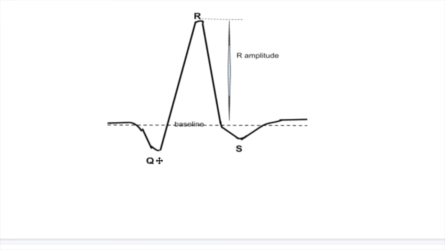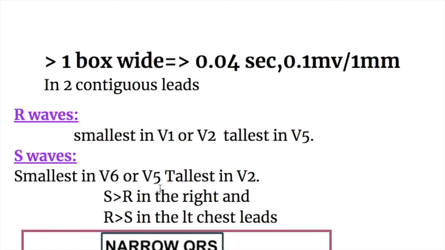So when does a Q wave become a pathological wave? If Q wave is more than 1/4 or more than 25% of the R wave, or if it is more than 1 box wide or more than 0.04 seconds, and should be present in 2 contiguous leads.